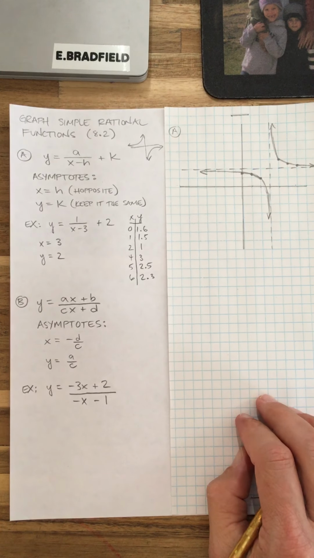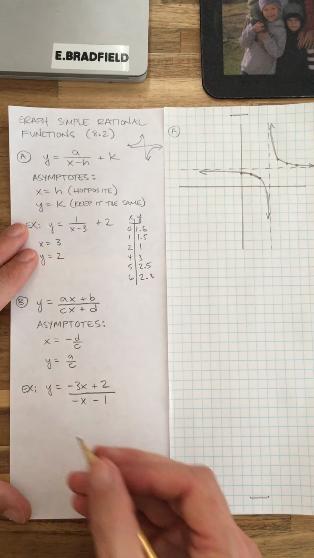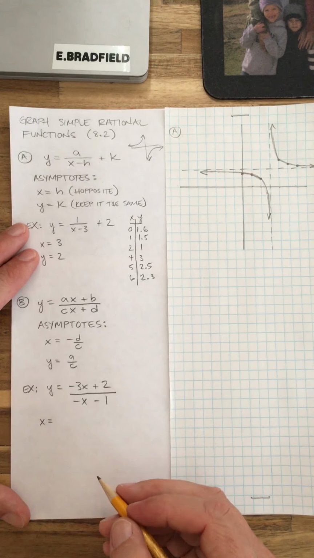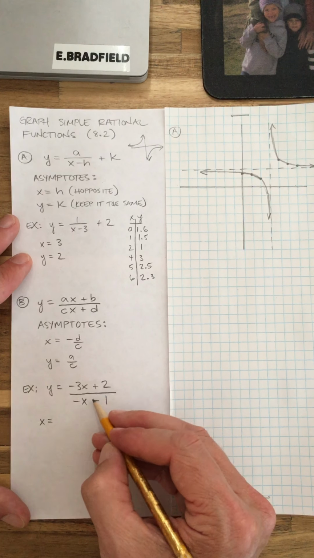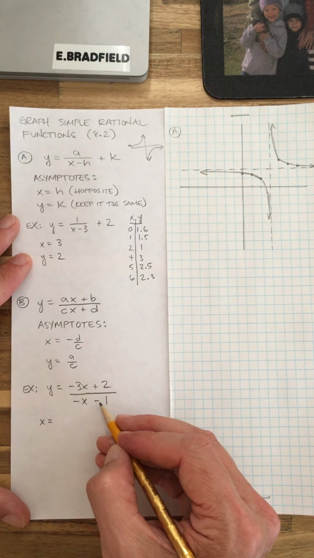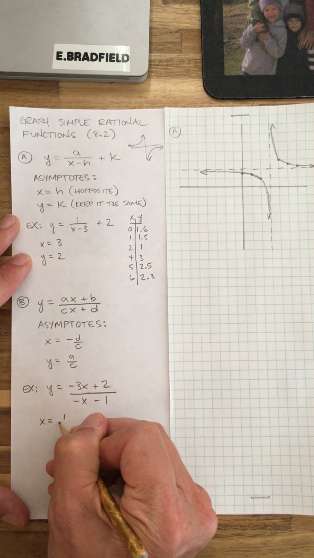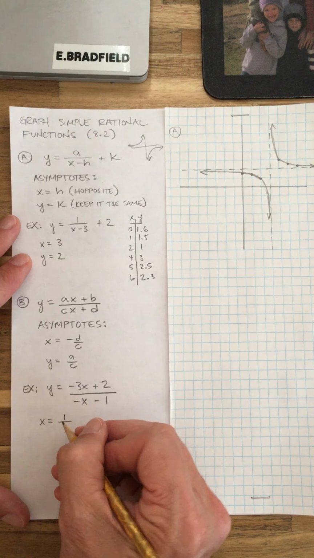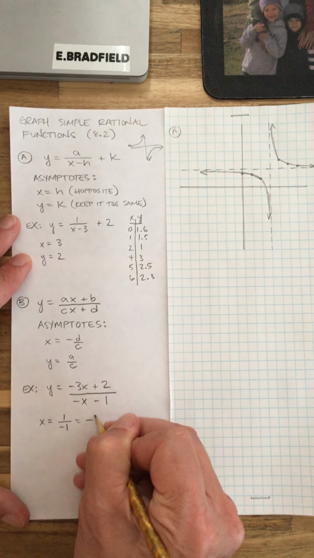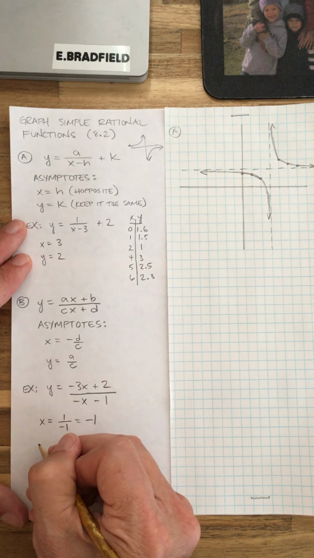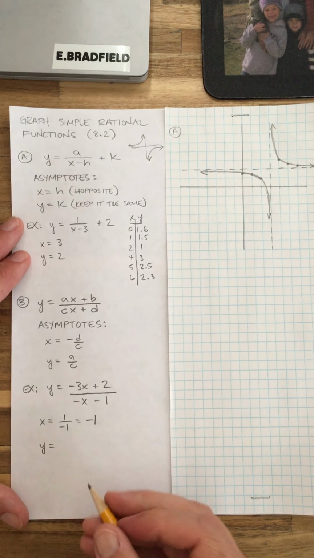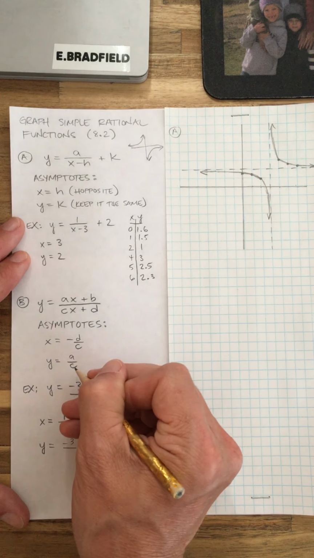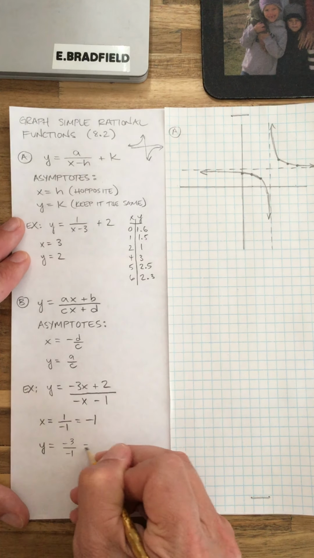All right, so now let's do the asymptotes really quick. Okay, the vertical asymptote, x equals, it's negative d over c. Okay, so here my d is negative 1, so negative d is going to be positive 1, so that's going to be positive 1 over c is negative 1, right? C is negative 1, so over negative 1, and that equals negative 1, okay? And then my horizontal asymptote, y equals a over c. Well, a is negative 3, so negative 3 over c is negative 1, and that equals 3.